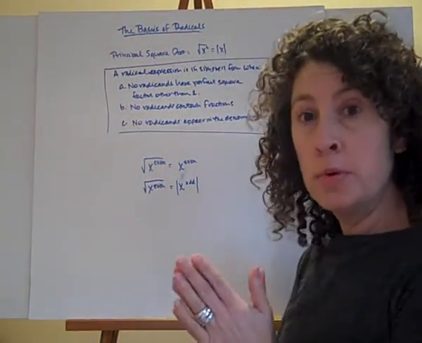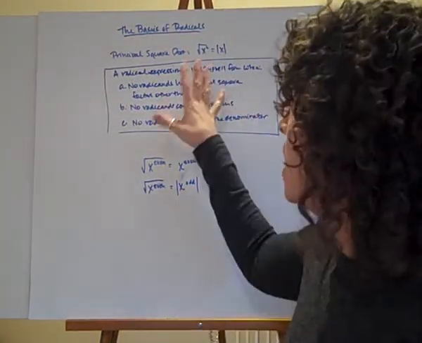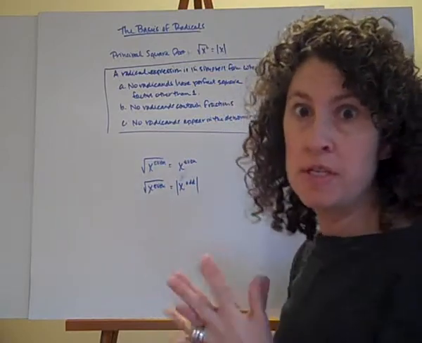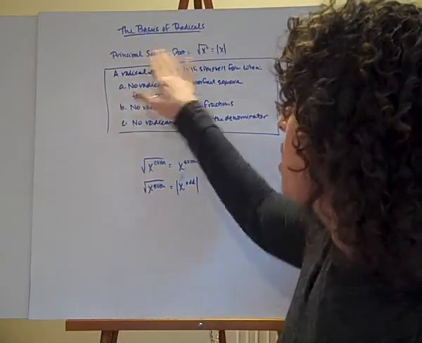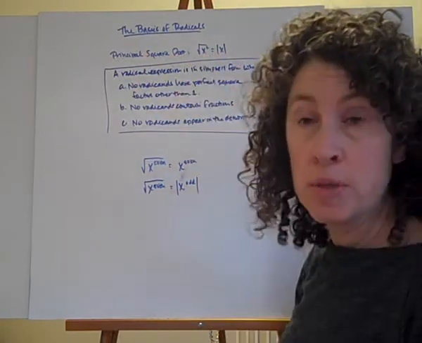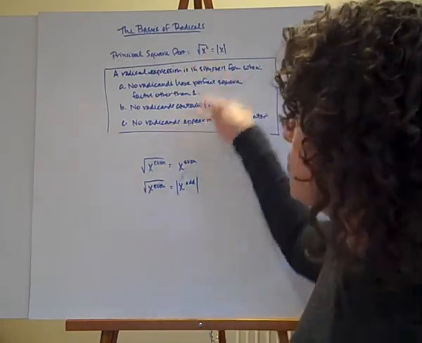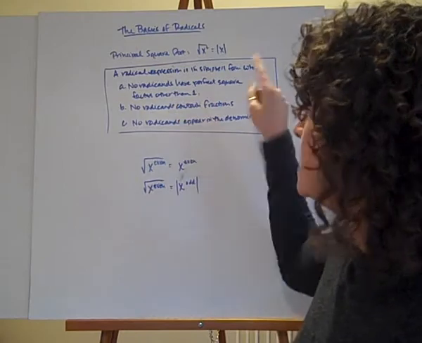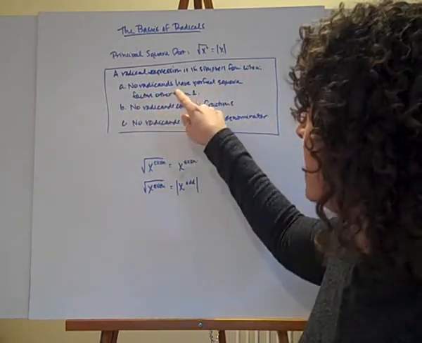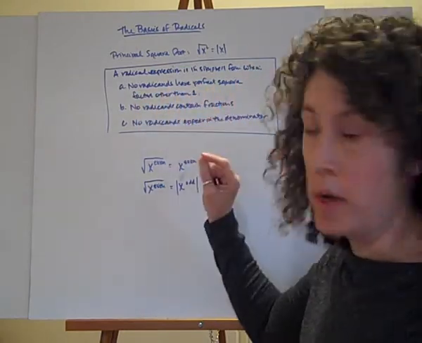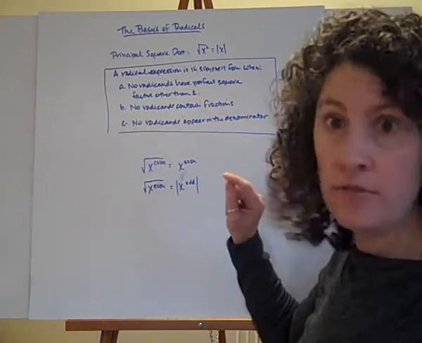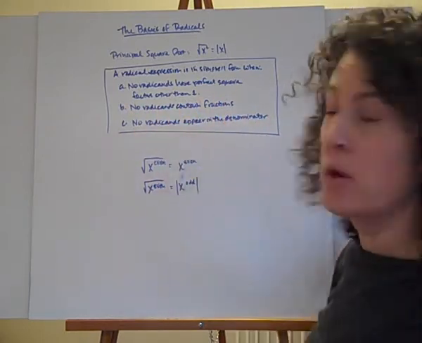All right, we're still continuing to work with radicals. I just want to go over those basic pieces of what we want to look for. Remember, when we're talking about radicals, we're looking at the principal square root, so I'm only looking at the positive square root. And here's where I really want to focus right now: when we're in simplest form, no radicands have perfect square factors other than 1, no radicands contain fractions, and no radicands appear in the denominator.